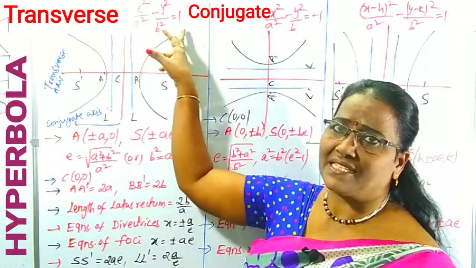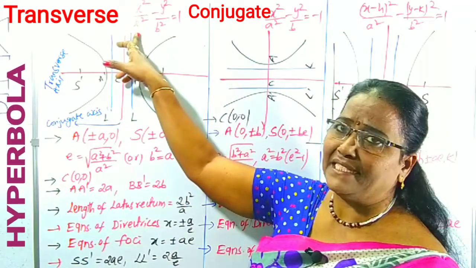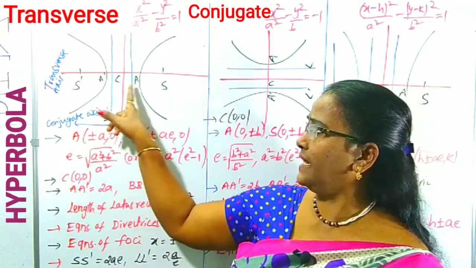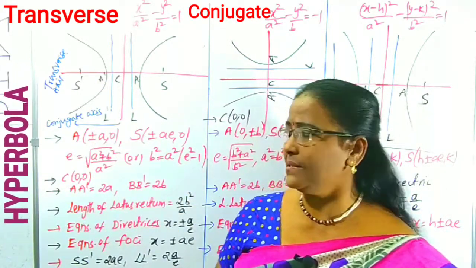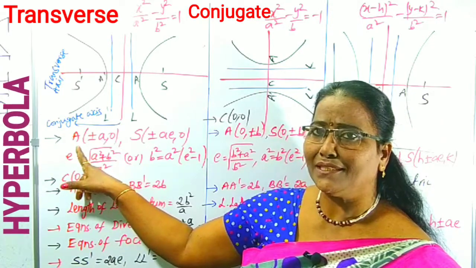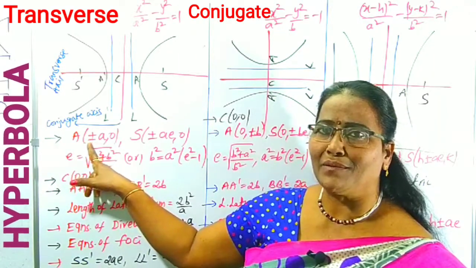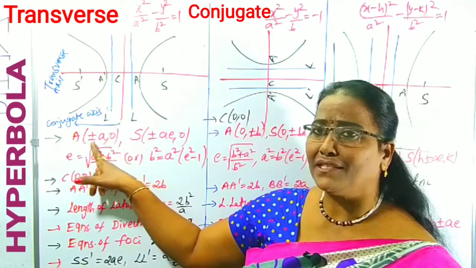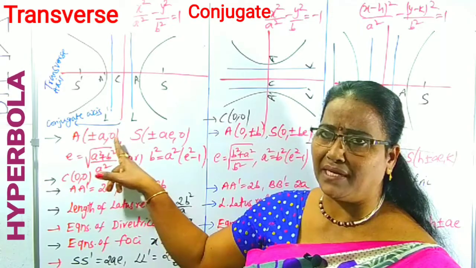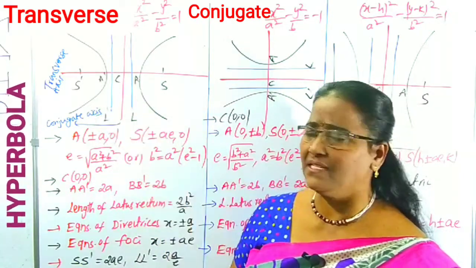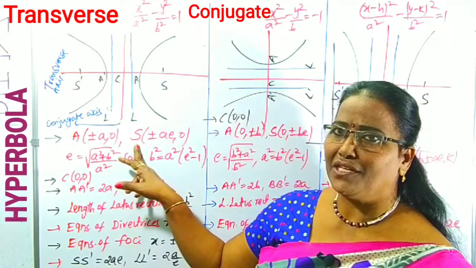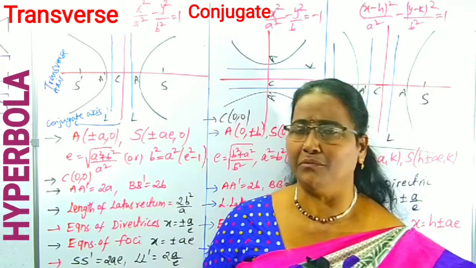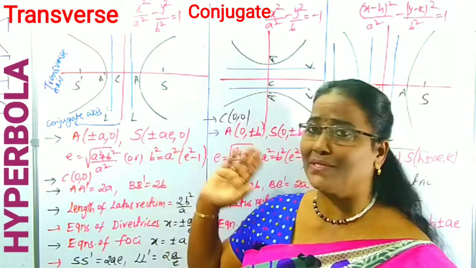In this transverse hyperbola, you have to know the standard equation first. Here A and A dash are called the vertices. The coordinates of the vertices we can collect by using plus or minus a comma 0. Here two points are there, one with plus and one with minus, that's why I have taken them as A and A dash. Similarly, the coordinates of the foci are plus or minus ae comma 0, which means S and S dash, these two.